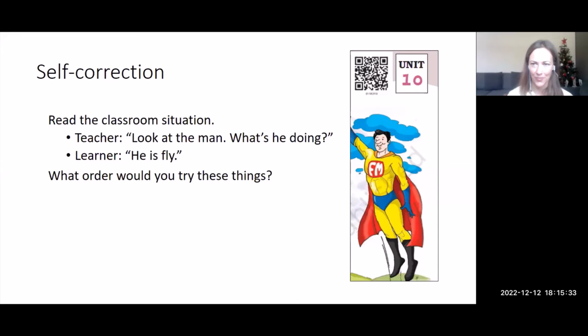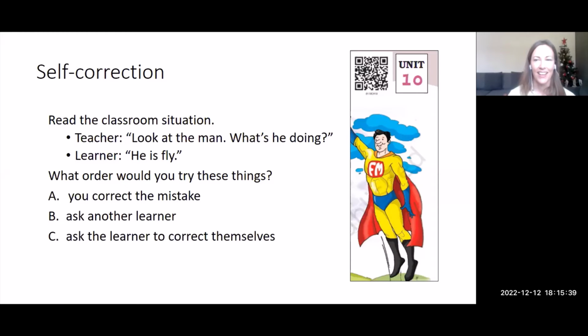What would you do? So I'm going to give you some options. I'd like to tell you the order you would do these things in. So would you correct the mistake first? Would you ask the learner to correct themselves first? Would you ask another learner first? What would you do next? I'd like you to put these in order. So what would you try first? What strategy would you try first with this learner? So you might put ABC, BAC, you might put some of them twice.